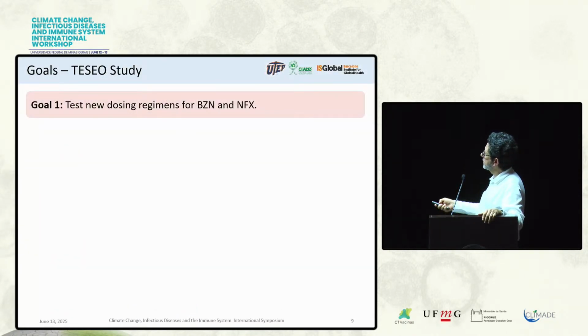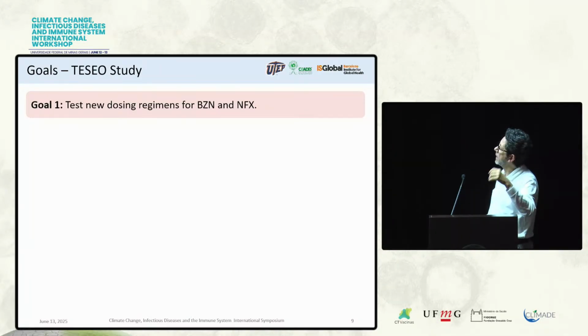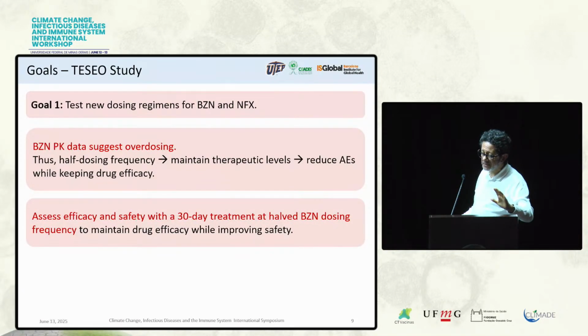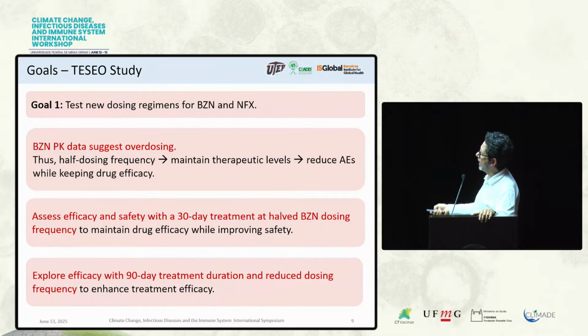So the goal one of this study is to test new dosing regimens for benznidazole and nifurtimox. Based on that PK data, we propose that half dosing frequency could maintain therapeutic levels and reduce adverse events while keeping at least the same levels of drug efficacy. And assess the efficacy and safety with 30-day treatment at half benznidazole dosing frequency to maintain drug efficacy while improving safety, and also explore efficacy with 90-day treatment duration and reduced dose frequency to enhance treatment efficacy.